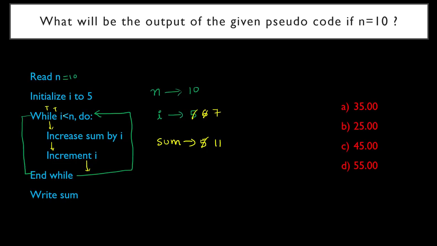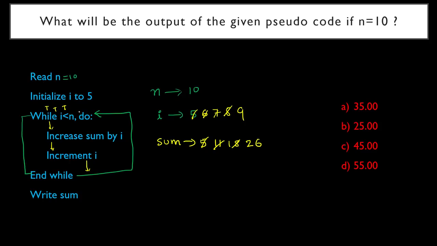You go back and check 7 is less than 10. True. You come down, increase sum by I, so 11 plus 7 becomes 18. Increment I, this becomes 8. You go back and check the condition, 8 is less than 10, true. Come down, increase sum by I, 18 plus 8 is 26. You come down and increment I. I becomes 9. Go back and check the condition.